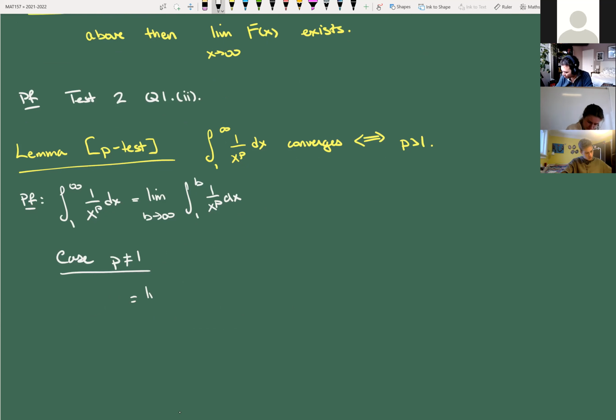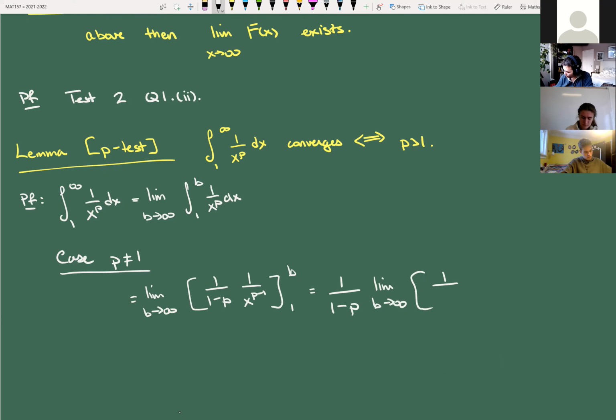Case 1, p does not equal 1. So this is going to be the limit as b goes to infinity of what? Okay, so we're getting negative p. We're going to add 1. So it's going to be 1 over 1 minus p times x to the p minus 1, from 1 to b. It's going to be the limit as b goes to infinity. Maybe let's take the 1 minus p out just so we don't have to worry about it. 1 over 1 minus p times the limit as b goes to infinity. I guess I can't take the limit out until I know it exists. Yeah, whatever. Who cares?